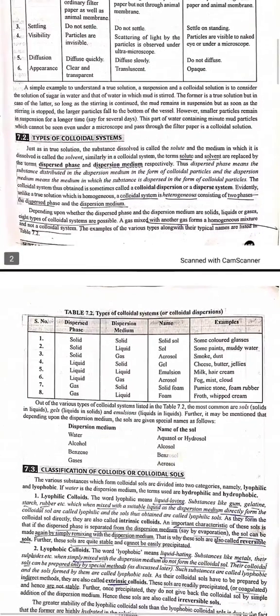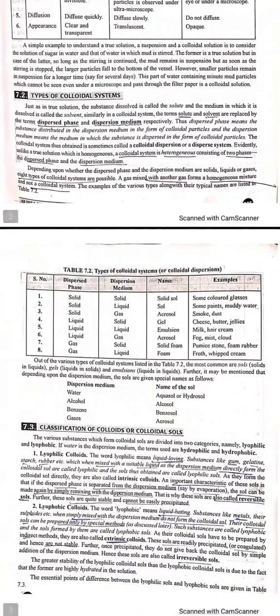Now, coming to our next topic, types of colloidal system. Just as in true solution, the substance dissolved is called the solute, and the medium in which it is dissolved is called the solvent, similarly, in the colloidal system, the terms solute and solvent are replaced by the terms dispersed phase and dispersion medium, respectively.